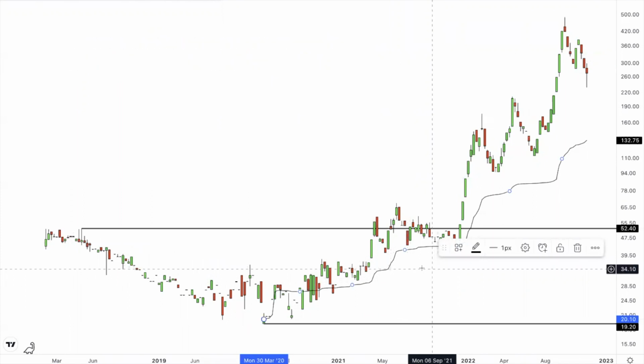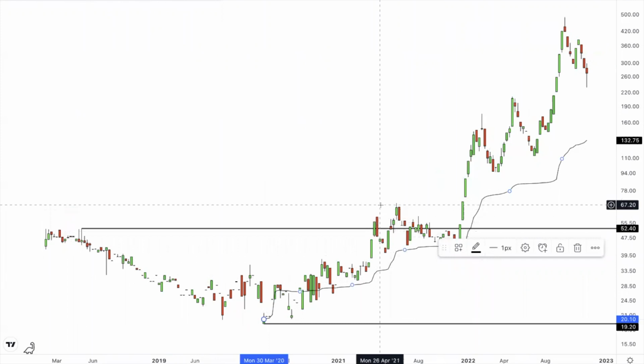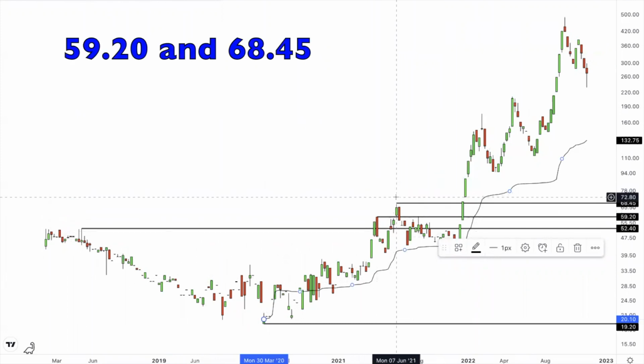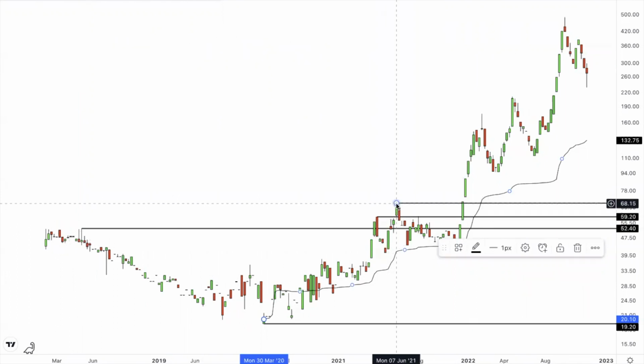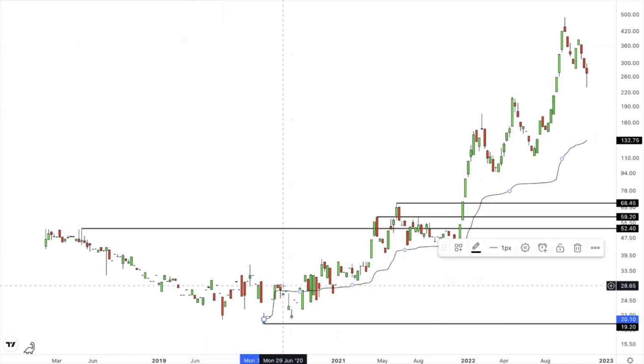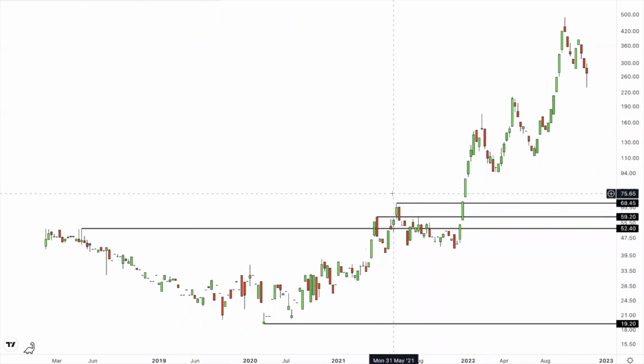So what has happened here is that the stock went above the level of 52.40, made a new high of 59.20, and then made another new high of 68.45. Above the level of 68.45, I saw a vertical rally on this particular stock. So the first two anchor VWAPs that we had plotted will be of no use now. Okay, so we'll just quickly delete them.